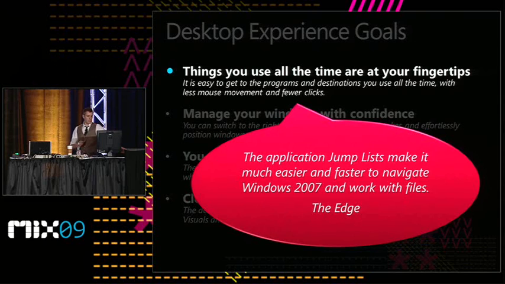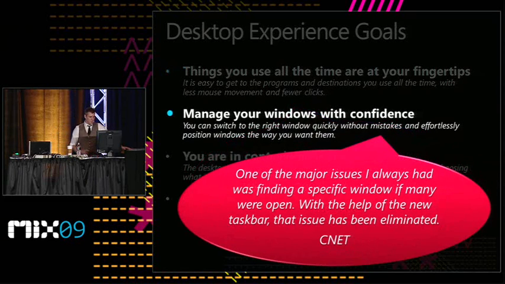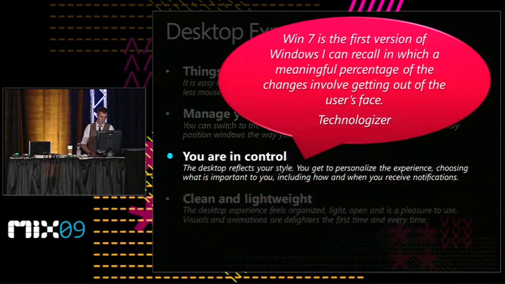This one from The Edge says the application jump lists make it much easier and faster to navigate Windows and work with files. Actually, this reviewer called Windows 7 Windows 2007. Kind of interesting. Manage your windows with confidence. One of the major issues I always had was finding a specific window if many were open. With the help of the new taskbar, that issue has been eliminated. Well, that's great. You are in control.